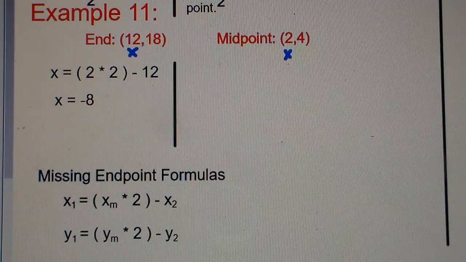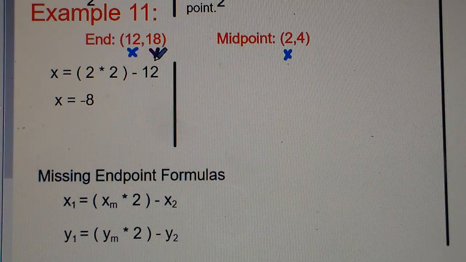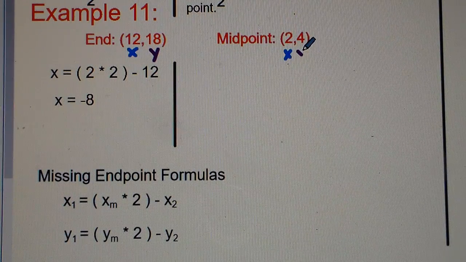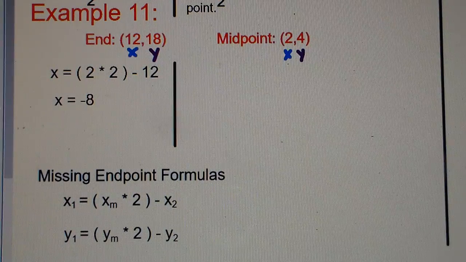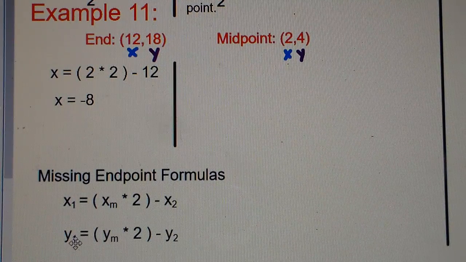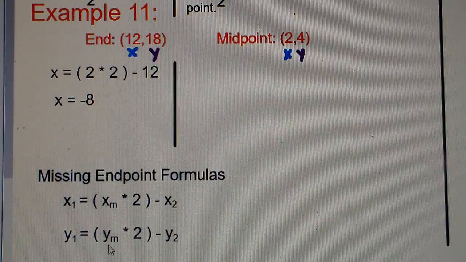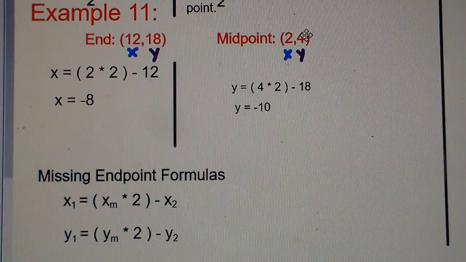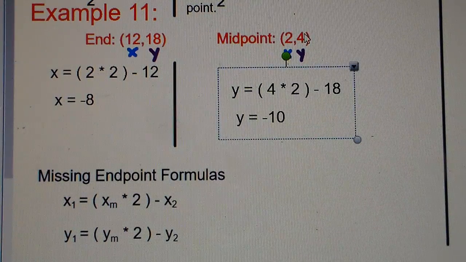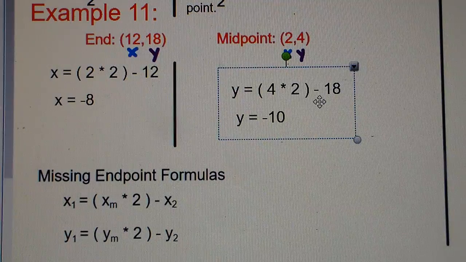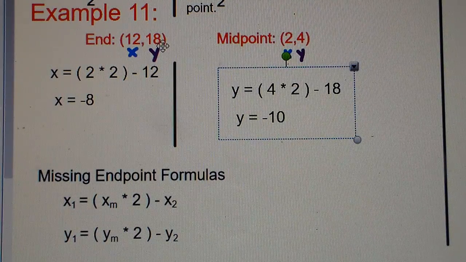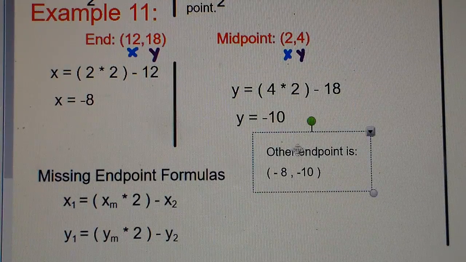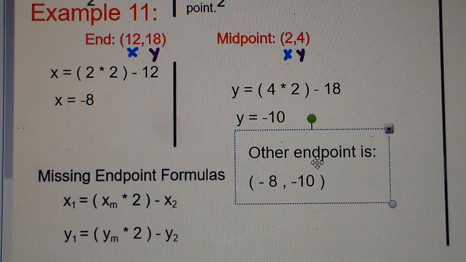Now we're going to do the same thing with our y's. I know the y value of the endpoint is 18, and the y value of the midpoint is 4. So we're going to plug that into our formula. To find the other missing y coordinate, we take our y middle, which is 4, and multiply it by 2 to get 8, and then 8 minus the other y endpoint, 18, will get us y equals negative 10. So the other endpoint is negative 8, negative 10.